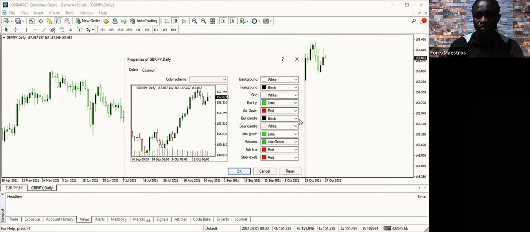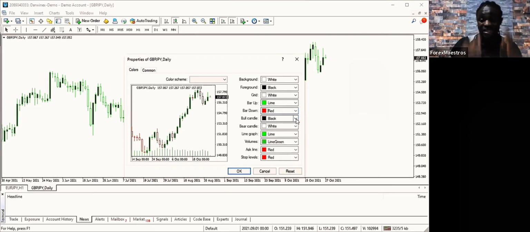So my bull candle, by now you know what bull means. When they say the market is bullish, it means price is going up. When the market is bearish, it means price is falling down.